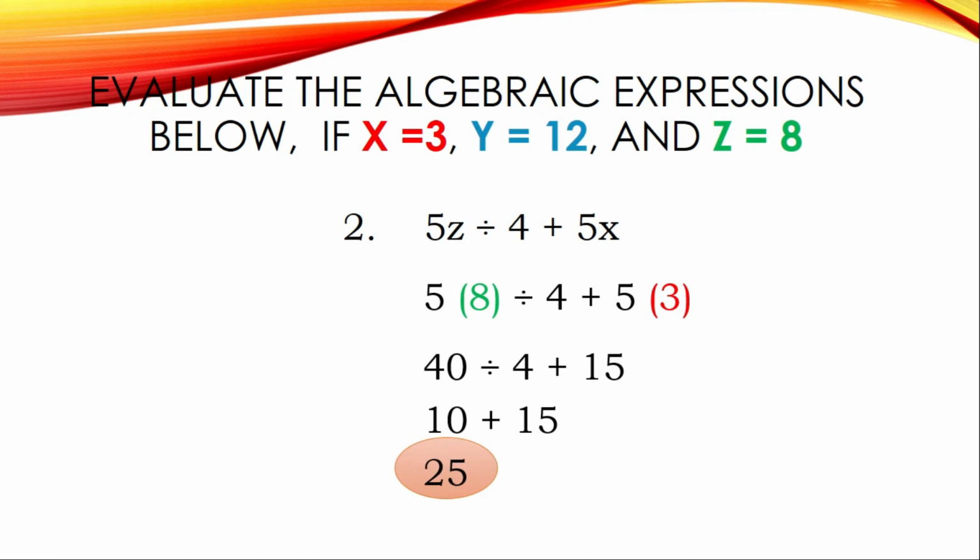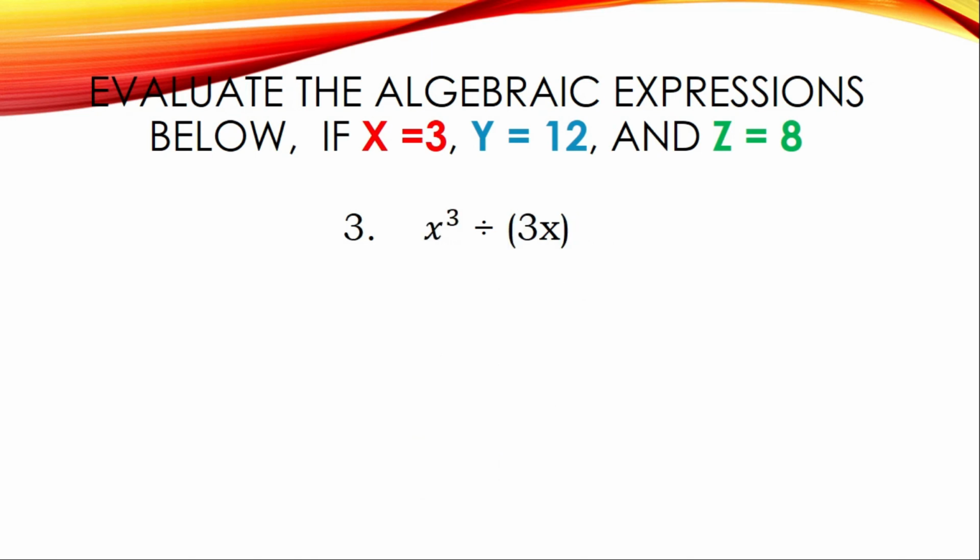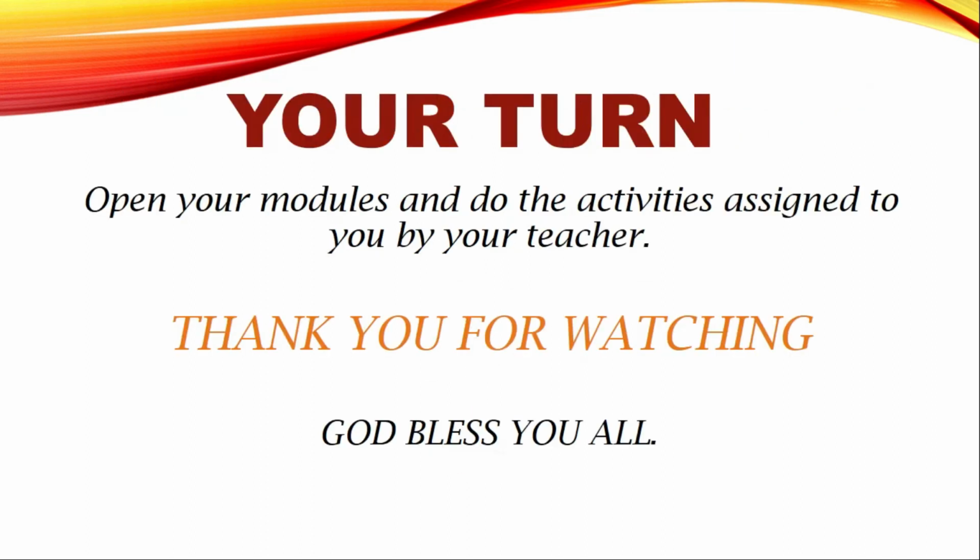Next example. X cubed divided by 3x. Ayan. Substitute mo lang sis. And then, syempre, groupings, exponent. Ayan. So, 3 times 3 times 3, it's 27. And 3 times 3, it's 9. And then the last operation is division. 27 divided by 9 is 3. And that is now your final answer.